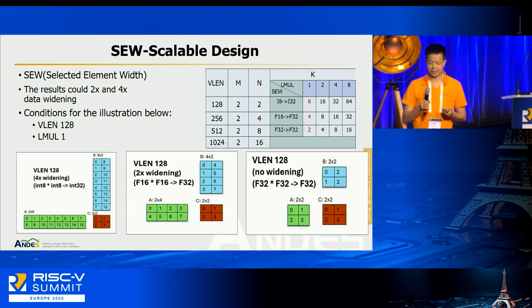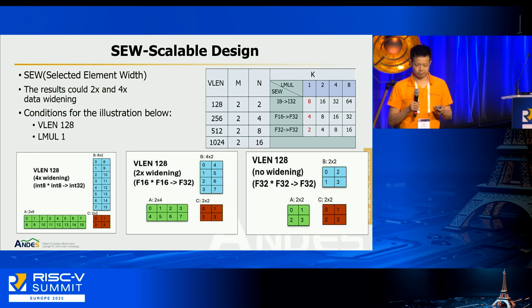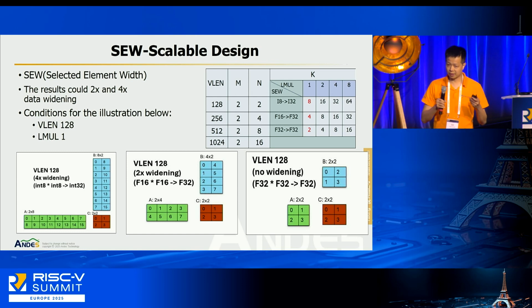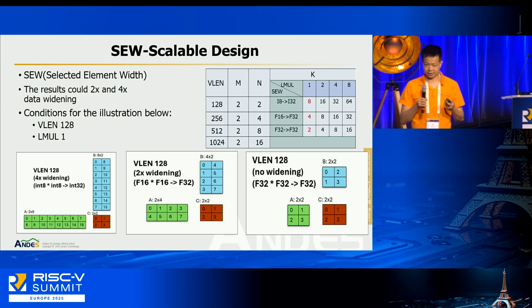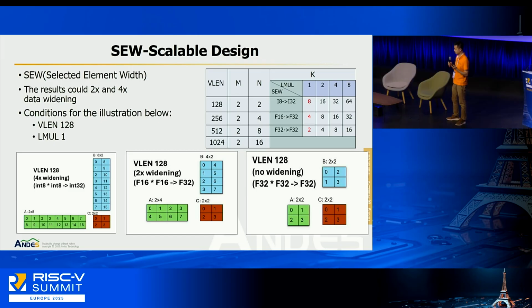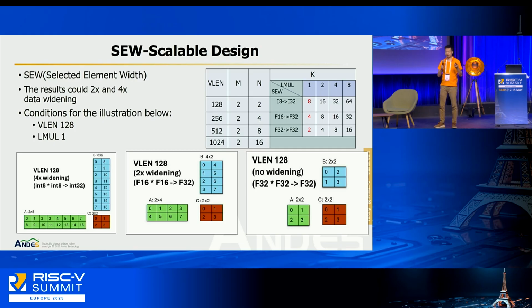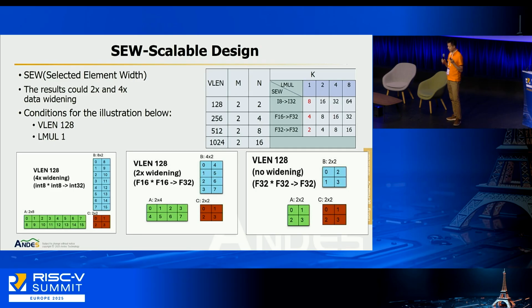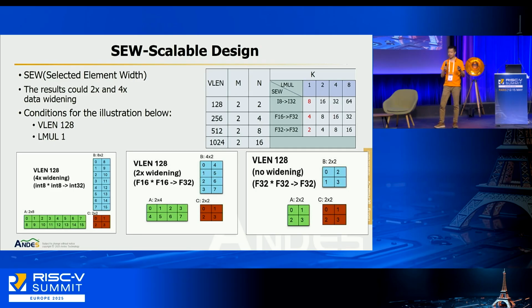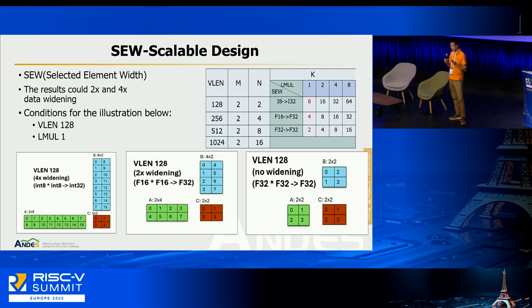SEW is the size of the data type. AMM will not only support various data types, but also data widening, like 4x widening from int8 to int32, or 2x widening from F16 to F32. So let's consider VLEN 128 and LMUL 1 again. This time, the only thing that changes with SEW is also the dimension K. When SEW doubles, K is halved.